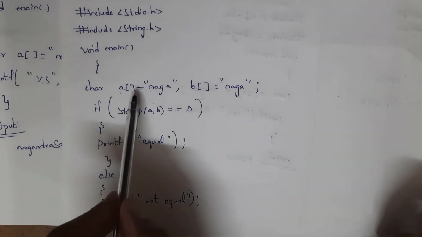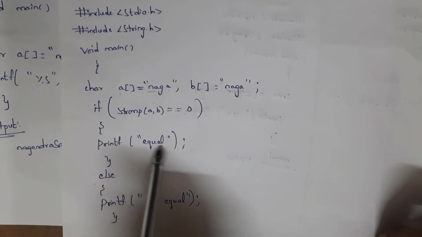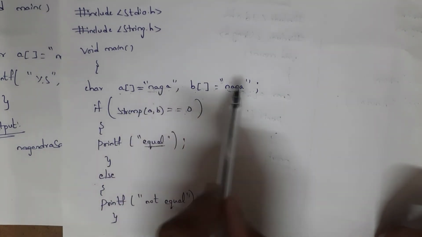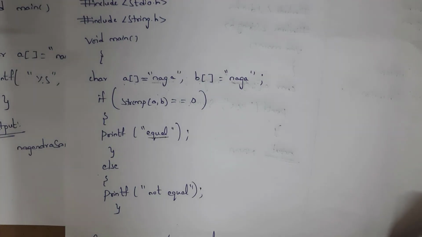Here I wrote a equal to Naga and b equal to Naga. These two are the same, so I will get the output as equal. For example, if here I wrote Naga, and here I wrote some other name like Raju, then both are not equal. So I will get the output as not equal. This is an example of the string compare function.